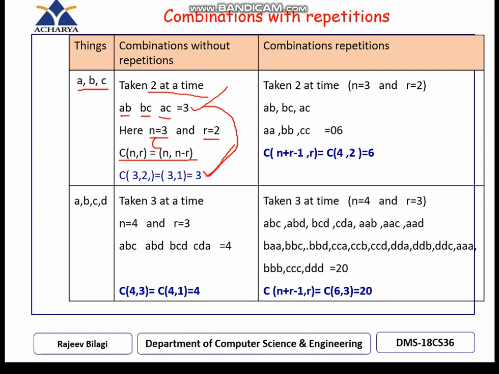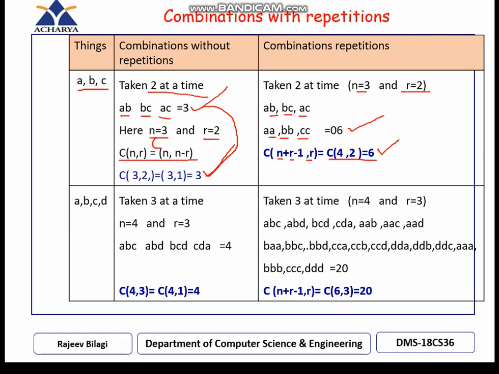But when you take with repetition, n is equal to 3 and r is equal to 2. So AB, BC, AC, AA, BB, CC. So here it is 6. Now if you apply the formula (n plus r minus 1)Cr, with n equal to 3 and r equal to 2, you substitute these values, 3 plus 2 minus 1, which is 4, 4C2, and you are going to get 6. So this is with repetition.